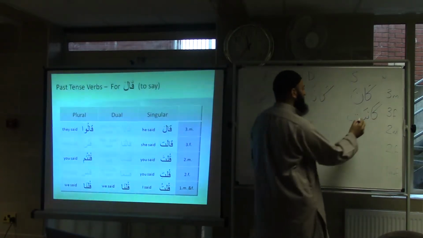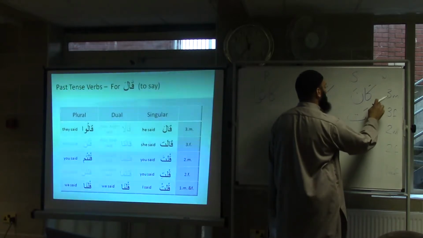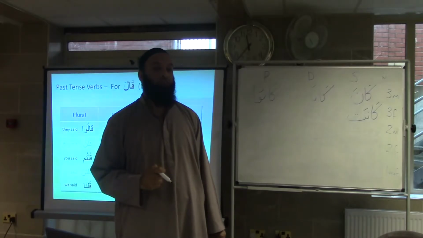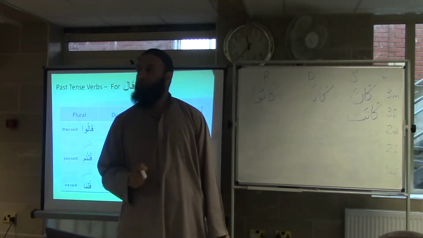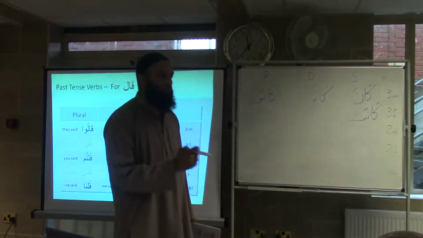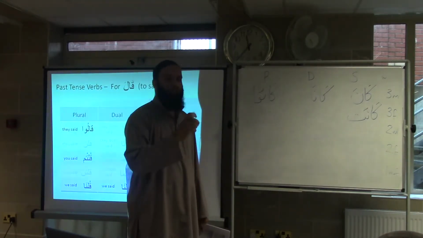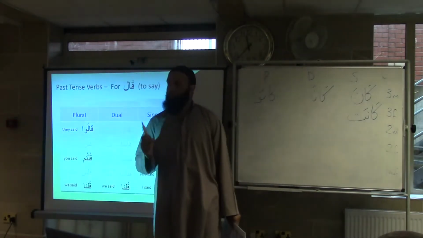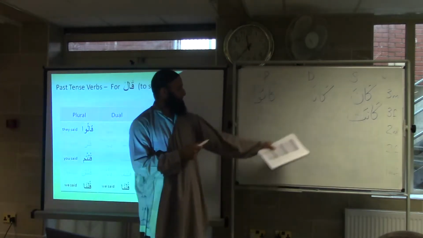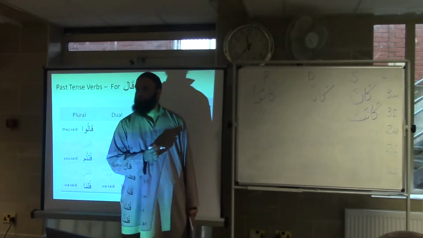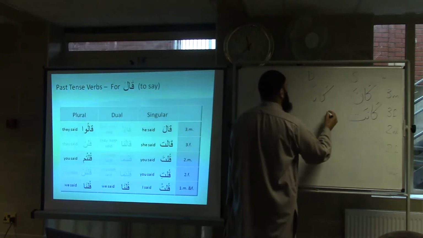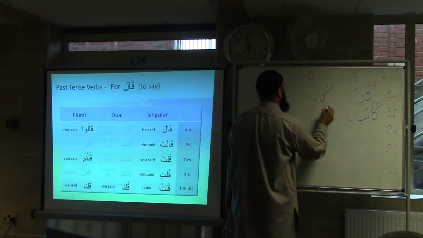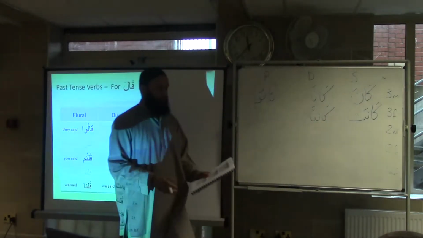Kanat. Looks like a graph. There you go, a bit smaller. Kanat means she was. She was a good person, she was a bad person, she was doing this, she was doing that. Kanat. Okay. Second row, that one. Kanata. Okay.